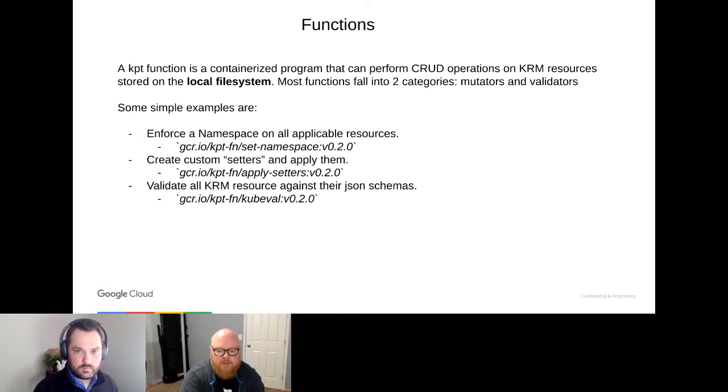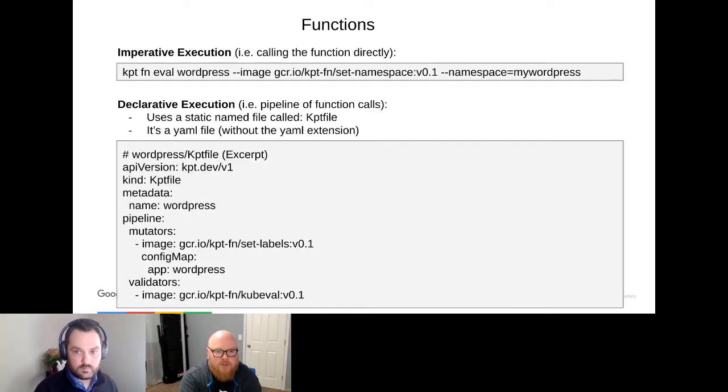So that's my last thing on functions before the really good part, which is the demo. There are two types of functions. You can do it imperatively, which means you just call it outright, like in the first example at the top. You can use kpt fn eval. WordPress is that folder or package name, the image you're going to use, which is the function. And in this case, I'm providing the namespace value into that function, so it'll go and set my WordPress namespace on all of my KRM resources.